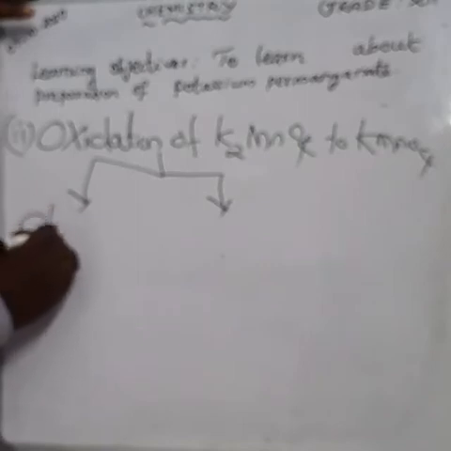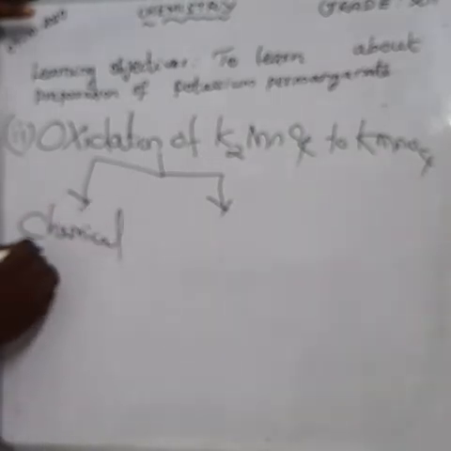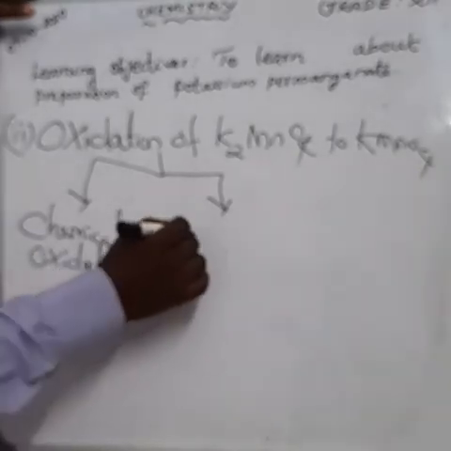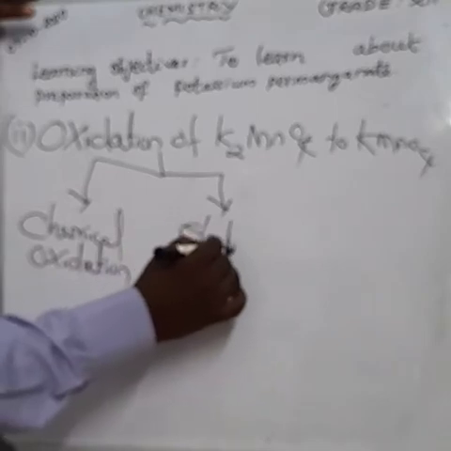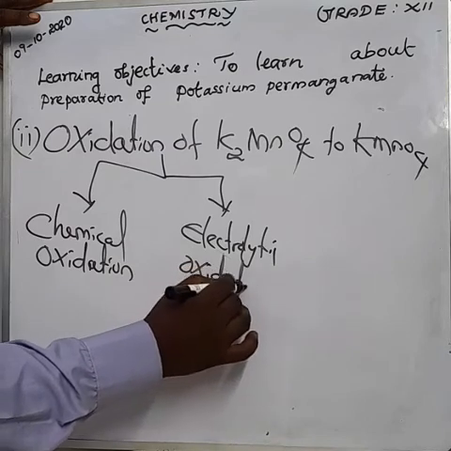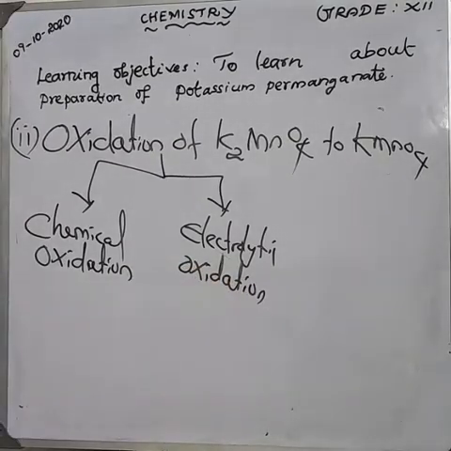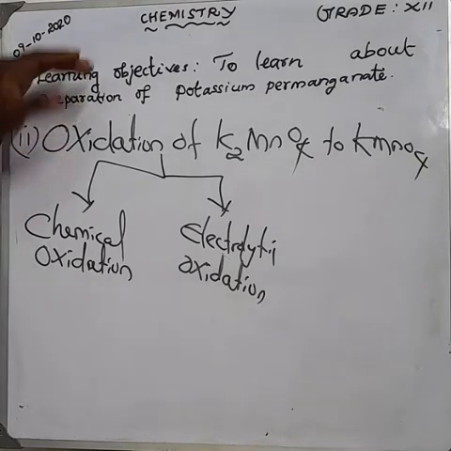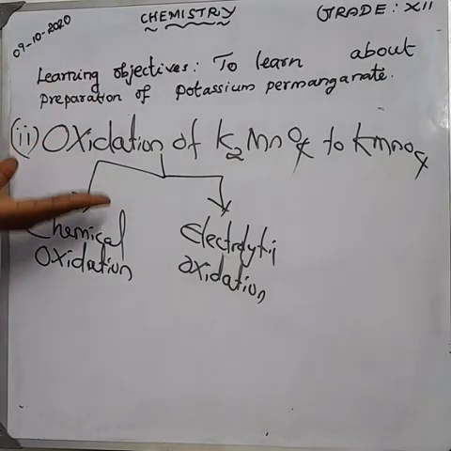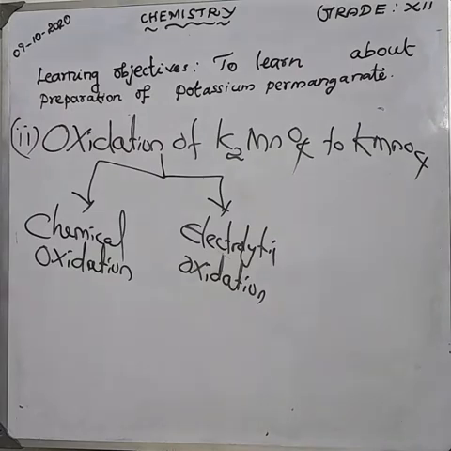First one is chemical oxidation. Another one is the electrolytic. Okay, clear? Here, the oxidation of potassium manganate to potassium permanganate involves two ways: either chemical oxidation or electrolytic oxidation. Okay, clear? Next, about the chemical oxidation.